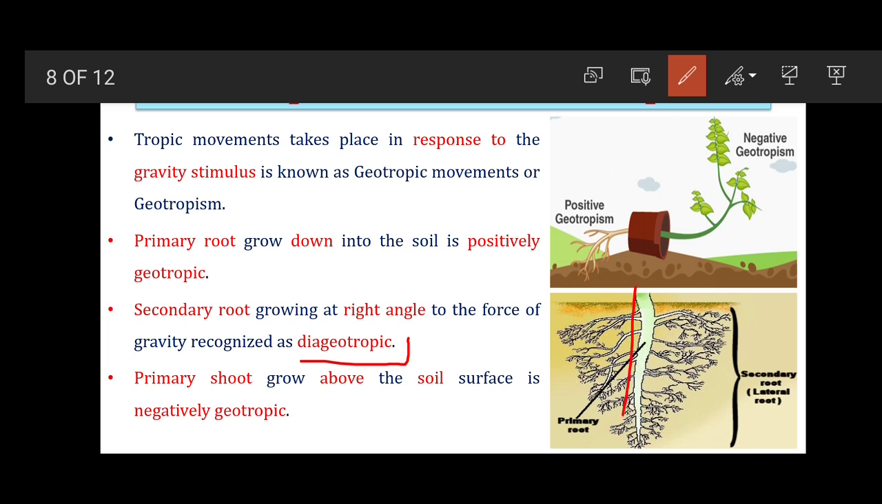Now see here, this is the primary root and secondary root, and they are growing in a perpendicular position. So this is why this is known as diageotropic. Here the roots are positive geotropic and the shoot is negative geotropic.